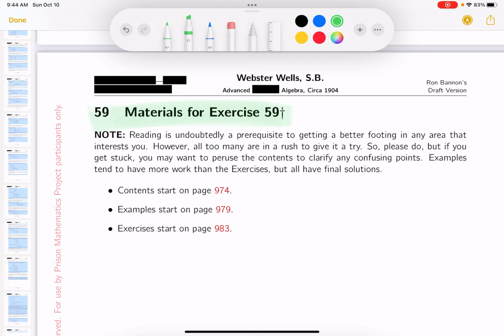Let's take a look. What's the deal? There's contents for you to get through. There's examples for you to get through. And then there's exercises for you to get through. And yeah, it's got to be done in that order: contents, examples, and then exercises.